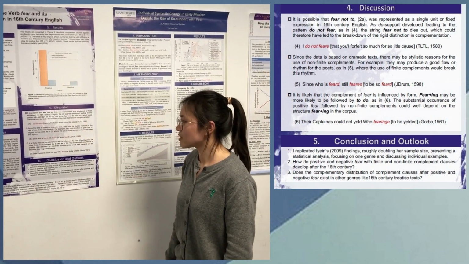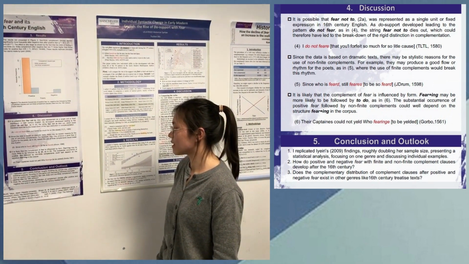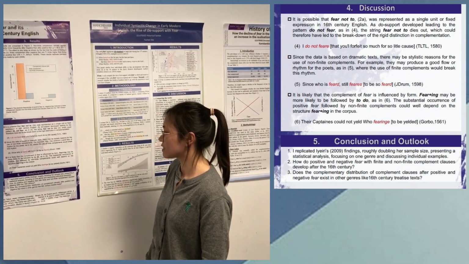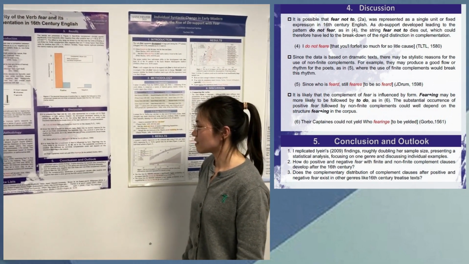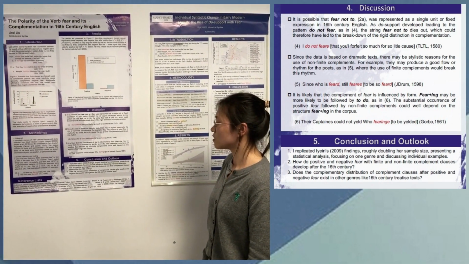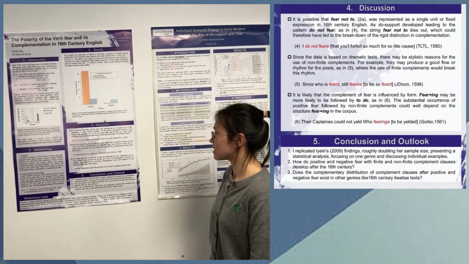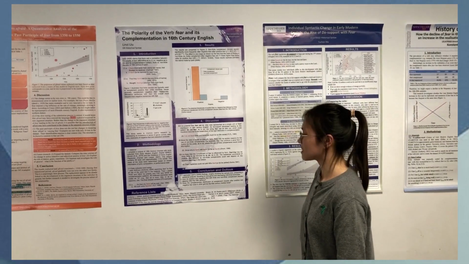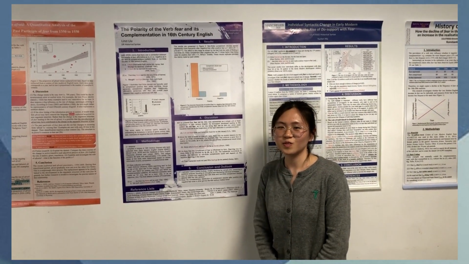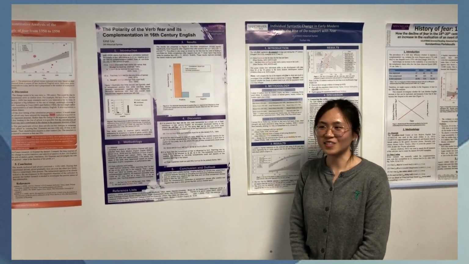And there are a bunch of questions. One of them is, how do positive and negative fear with finite and non-finite complement clauses develop after the 16th century? And another question is whether the complementary distribution of complement clauses after positive and negative fear exists in other genres like 16th century treatise text. And Yu Chen will talk about the development of fear in 17th century English.